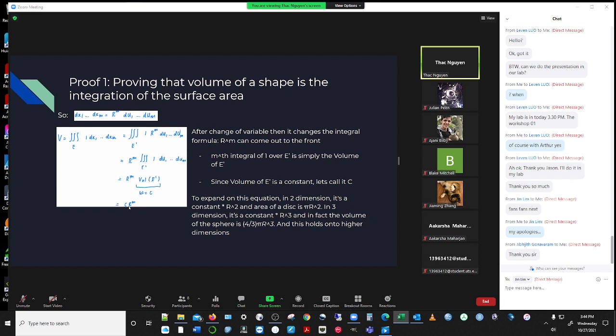To further expand this equation, in two dimensions it is a constant times r squared. Certainly the area of the disk is πr², where π is the constant and r is to the power of the dimension m equal to 2. In three dimensions, it's a constant times r cubed. In fact, the volume of the sphere is 4/3 πr³, where 4/3 π is the constant and r to the power of 3 is for the third dimension. This proves that it holds in higher dimensions, where m can be 4, 5, 6, and the constants can vary.